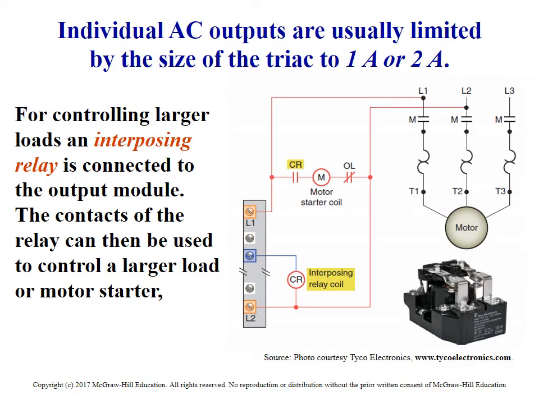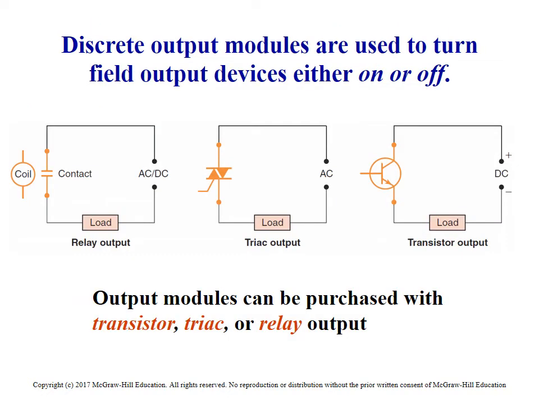Okay, individual AC outputs are usually limited by the size of the triac, 1 amp or 2 amp. It's been my experience that if you're looking for power out of your outputs, you usually do the relay output, which gives you the 2 amps. Not too many people are using the triac, and all your outputs are 24 volt DC now, so AC doesn't really apply much anymore.